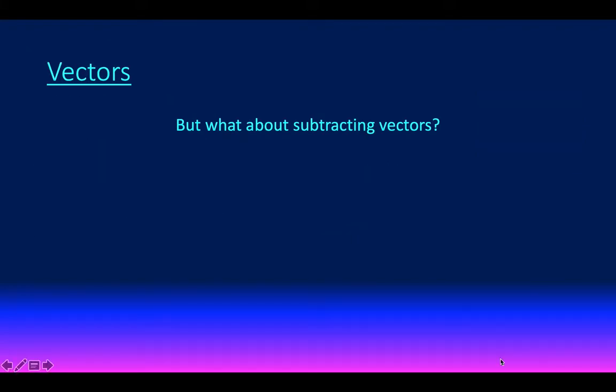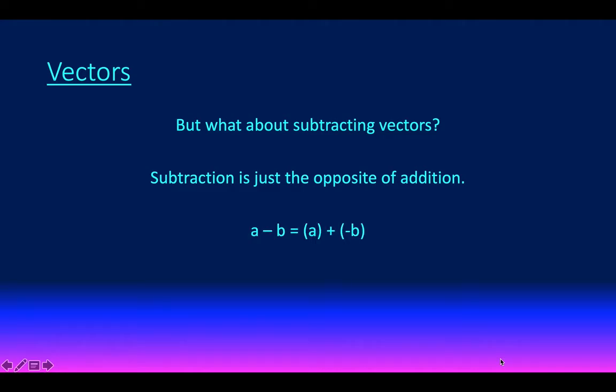So we have a notion of adding vectors, and we're going to show soon how you would actually go about doing that. What about subtracting vectors? If you think about what it means to subtract numbers, subtraction is really just the opposite of addition. Subtraction is not really a different mathematical operation from addition. When I subtract a minus b, I'm really saying a plus the opposite of b, or a plus negative b.